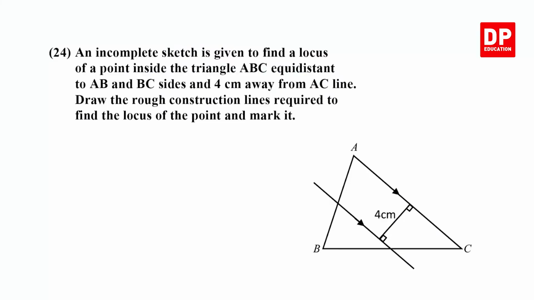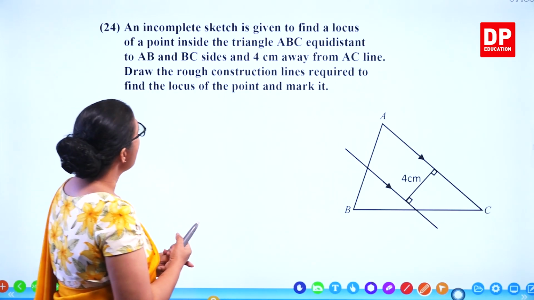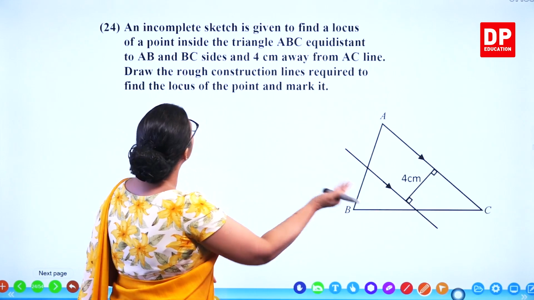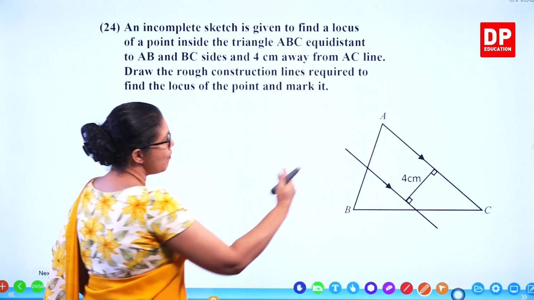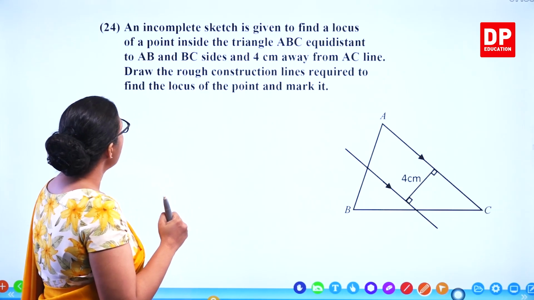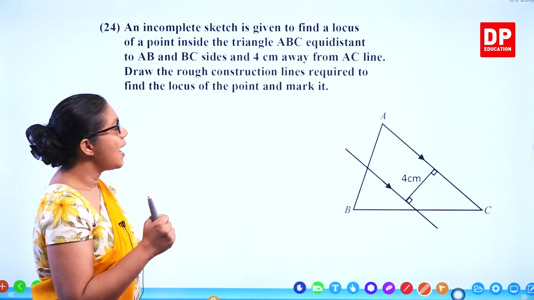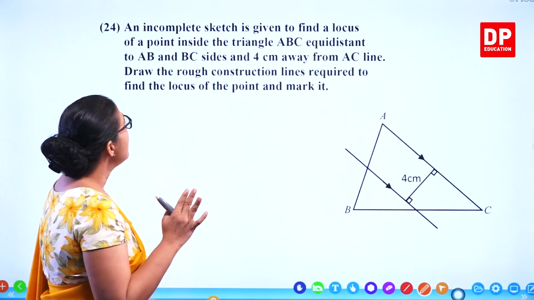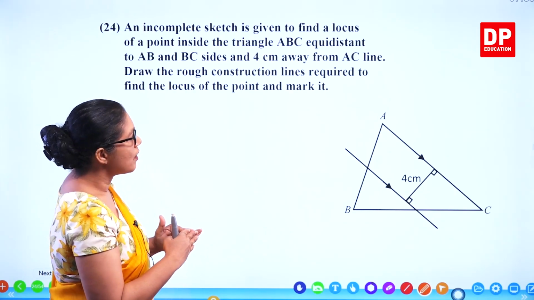Question number 24. An incomplete sketch is given to find a locus of a point inside the triangle ABC equidistant to AB and BC sides and 4 centimeters away from the AC line. Draw the rough construction lines required to find the locus of the point and mark it. Here you don't need to use the compass, but I'll show how to do it with a compass.